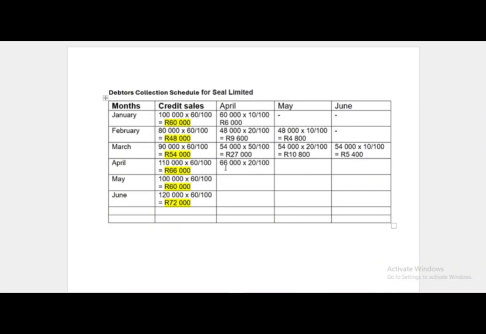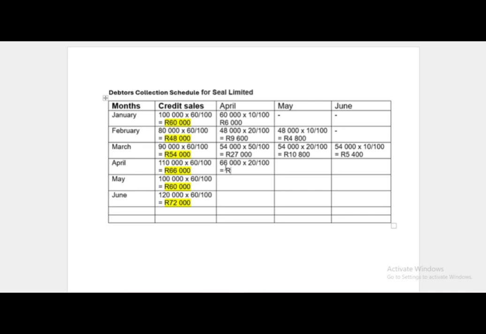And then how much are you collecting in value right there in April for April? Let's do that quickly on the calculator. So it's going to be 66,000 multiplied by 20 out of 100.